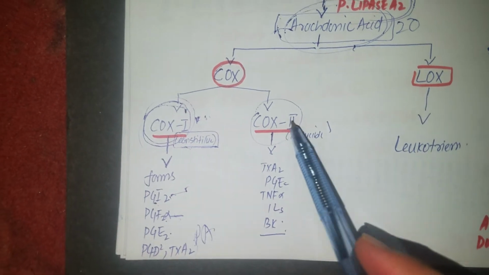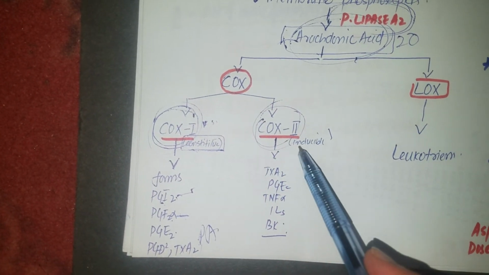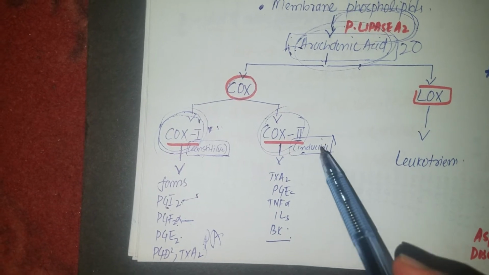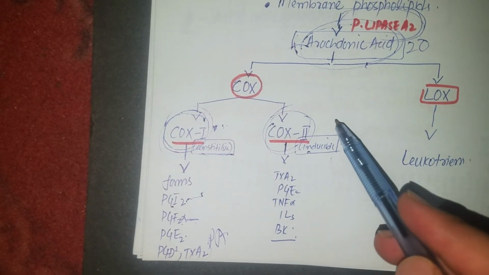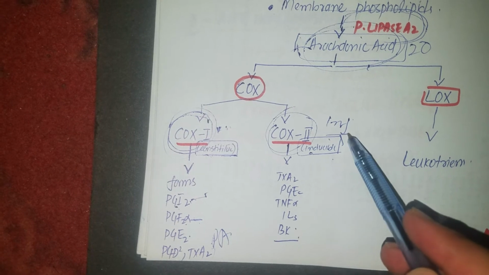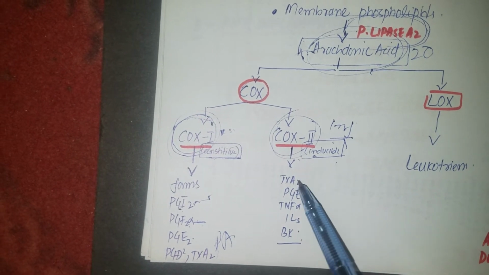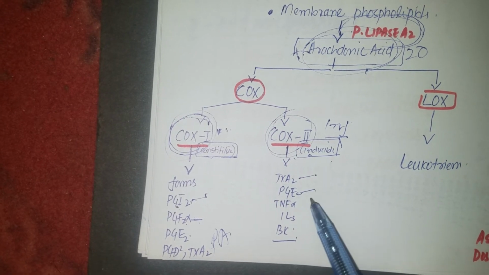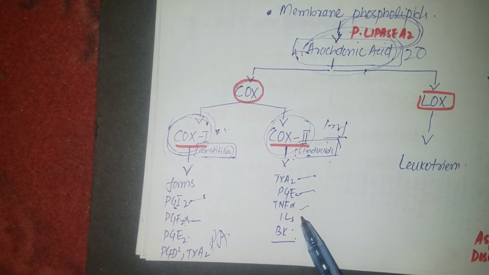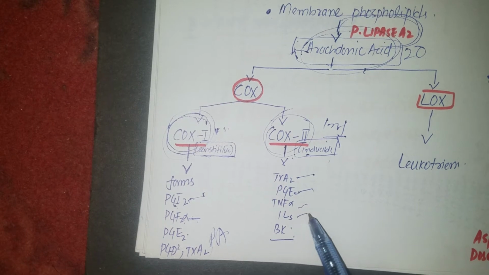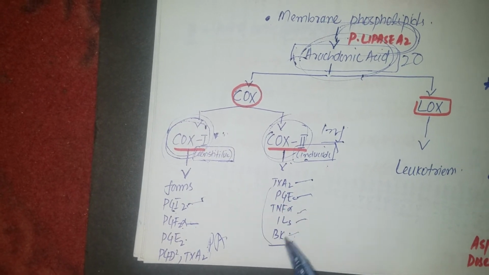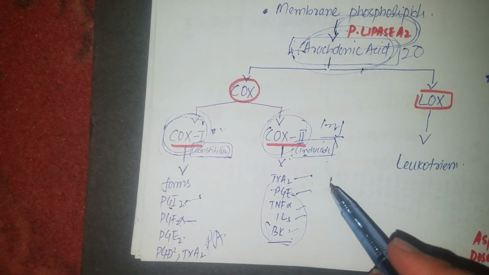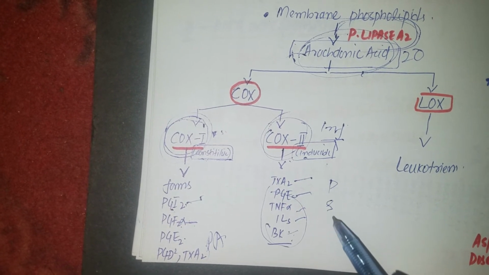The second one is COX-2. COX-2 is the inducible enzyme. It is not present normally in the body, but it is produced when there is some inflammation in the body. So it will form thromboxane A2, which is a platelet aggregator, PGE2, tumor necrosis factor alpha, interleukins, and bradykinins. And these factors are responsible for the cardinal signs of inflammation, such as pain, swelling, etc.